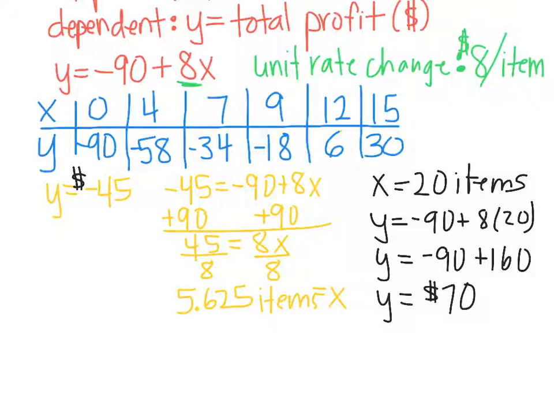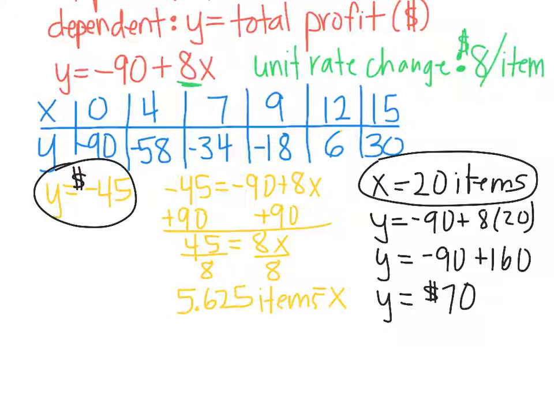So it's really convenient whether someone gives us a dollar amount, whether it's positive or negative, and an item amount. Of course, it wouldn't make sense to have negative items in this case. But the next thing that we're going to do is we're going to construct a graph for this problem situation.